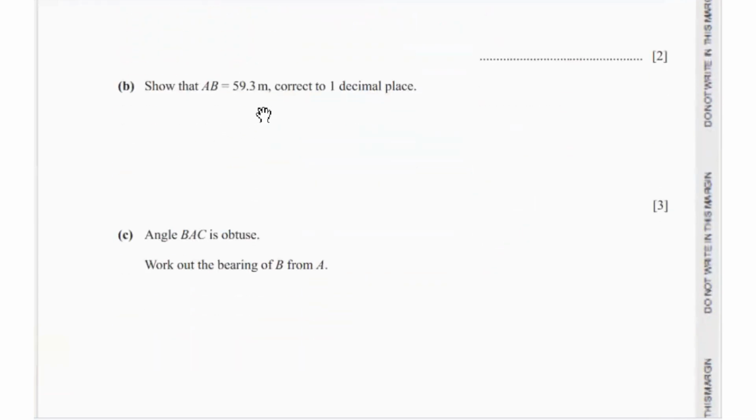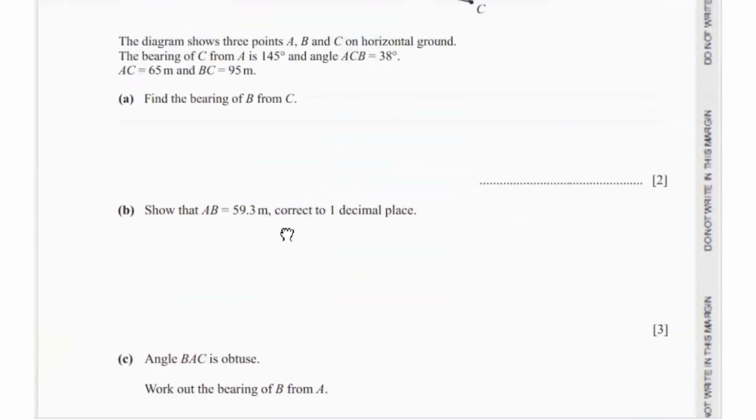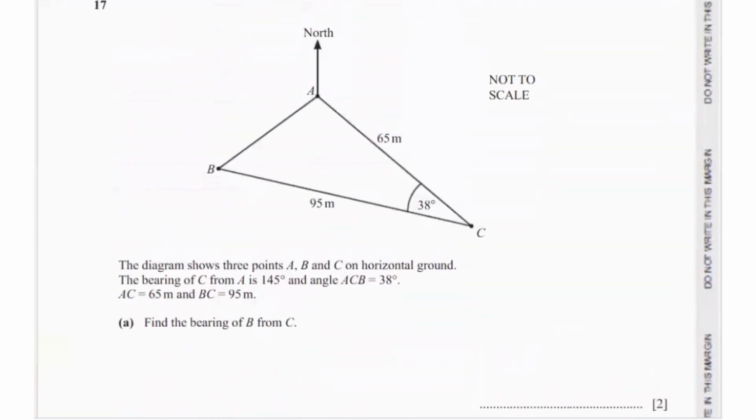Then show that AB is 59.3 meters correct to 1 decimal place. So to find AB, we can see that in this triangle, we have 2 lengths and the angle between them. So whenever we have 2 lengths and the angle between them, that means we can easily use the cosine rule to find the third length. So AB squared is the same as 65 squared plus 95 squared minus 2 times 65 times 95 times cos of 38.